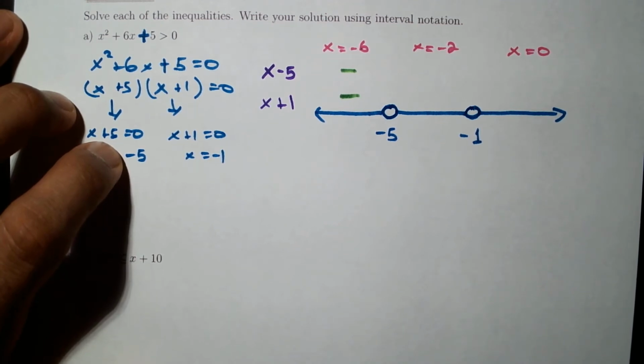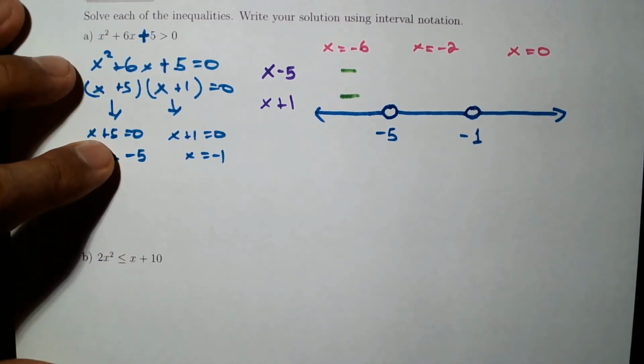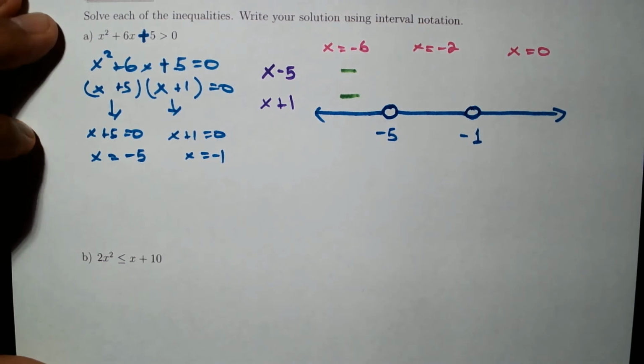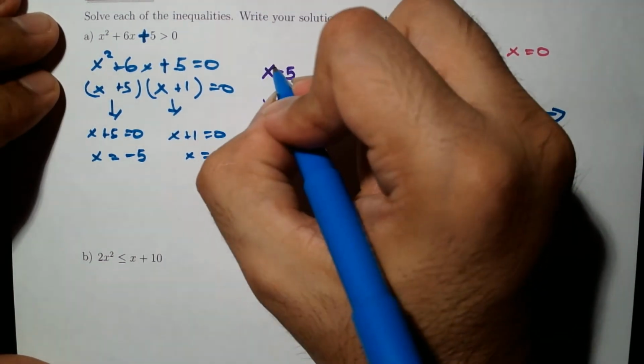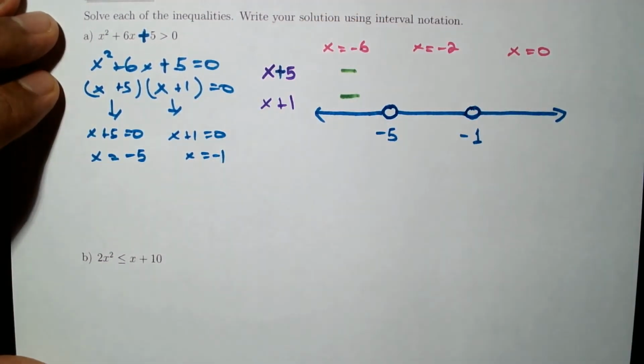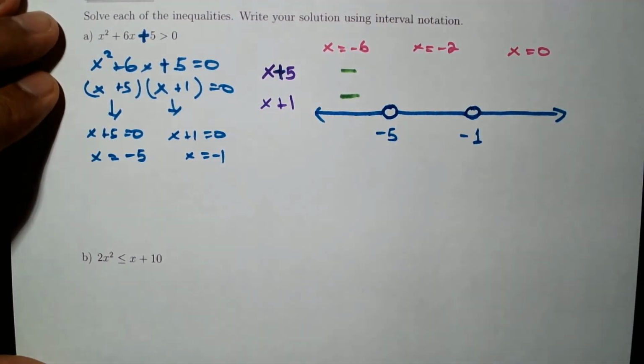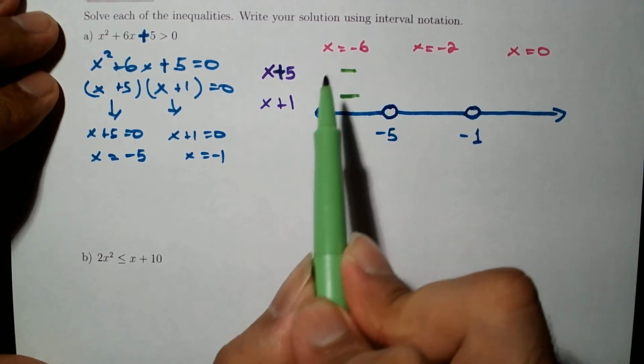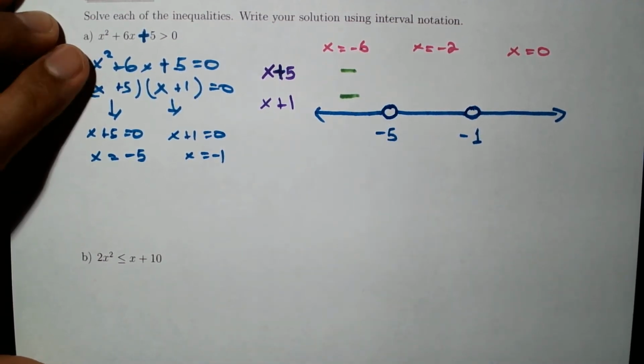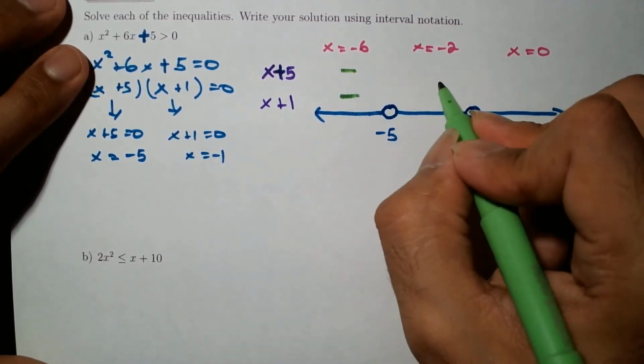Then what am I going to get here? Well, actually, this was supposed to be positive, not negative. Never mind. But it's still going to be negative. So -6 plus 5 is -1. -6 plus 1 is -5. All right, I'm going to go with the middle one.